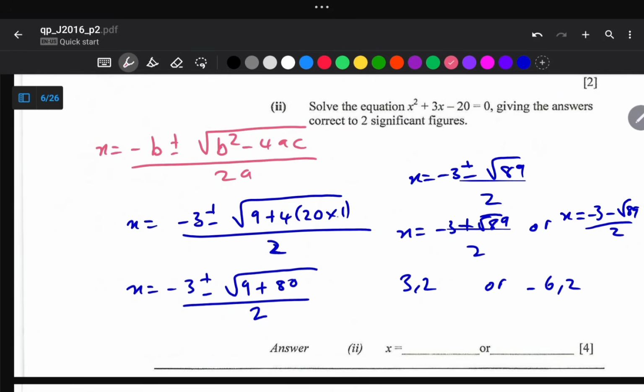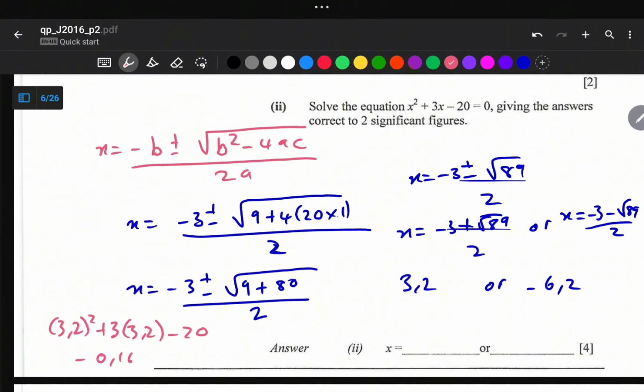So we can also test our values of x. If x is equal to 3.2, it must satisfy this equation, which says x squared plus 3x minus 20 is equal to 0. So let us substitute our x as 3.2. It is now 3.2 squared plus 3 multiplied by 3.2 minus 20. We want to test that, is this equal to 0? So 3.2 squared plus 3 multiplied by 3.2 minus 20 is equal to negative 0.16, which is approximately equal to 0.